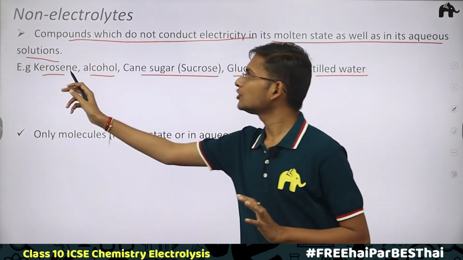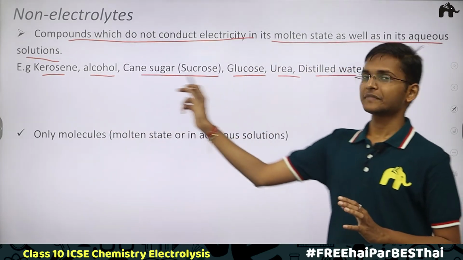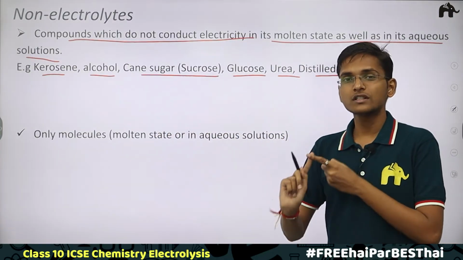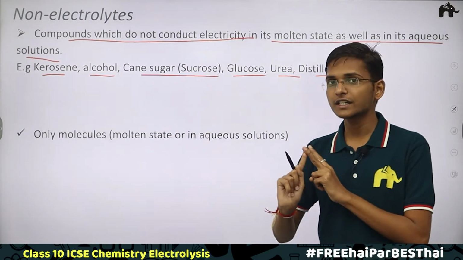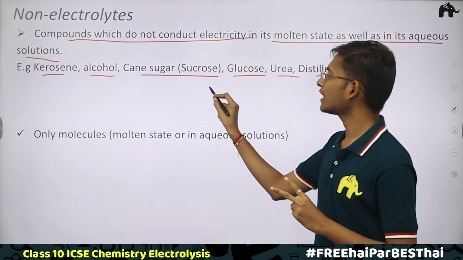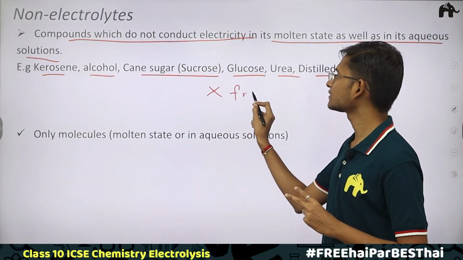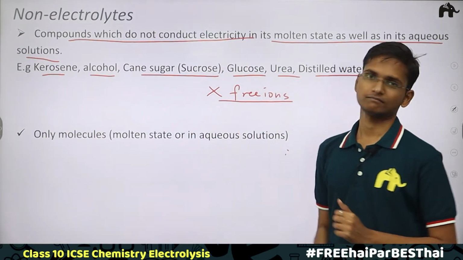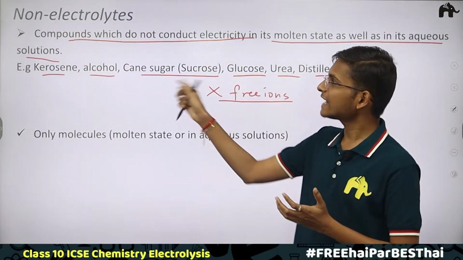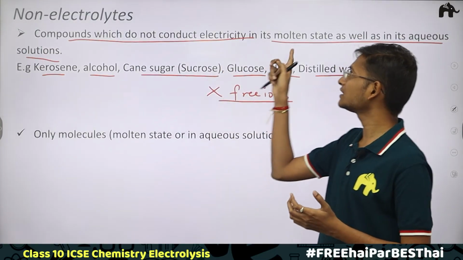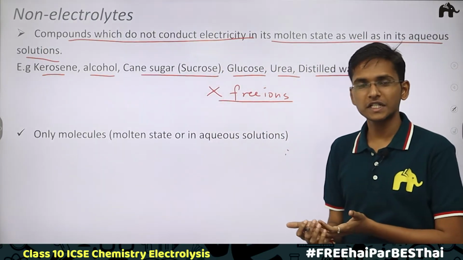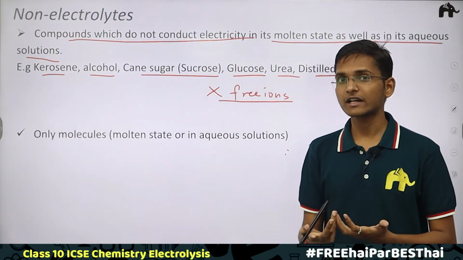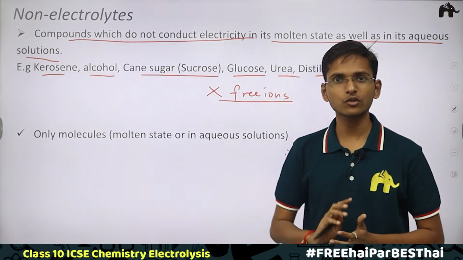Because these non-electrolytes, in their molten state or in their aqueous state, do not have free ions. Since they are not having free ions in their molten state or in their aqueous state, that's why they are not able to conduct electricity. That's why they are non-electrolytes.